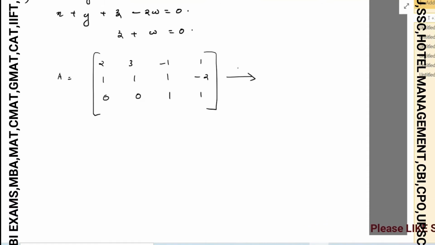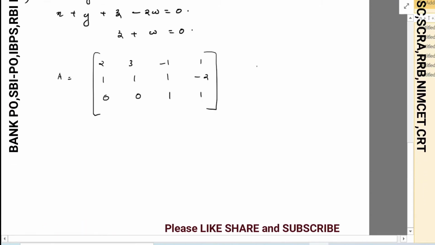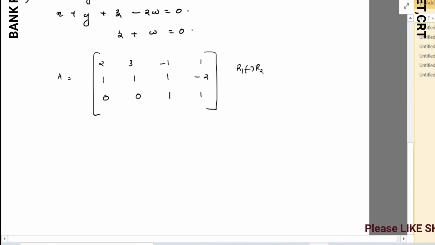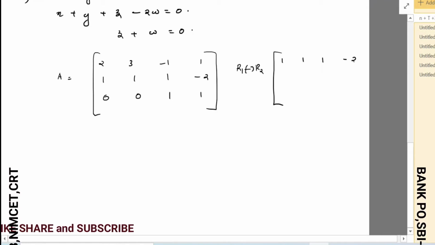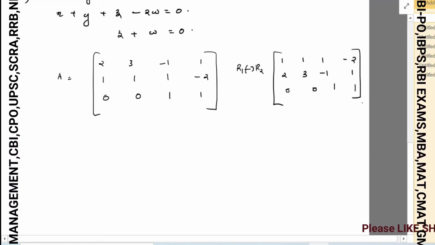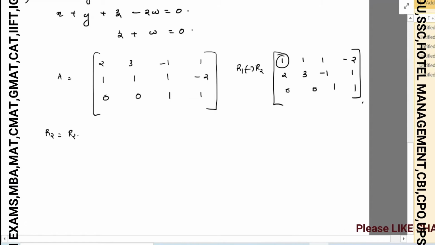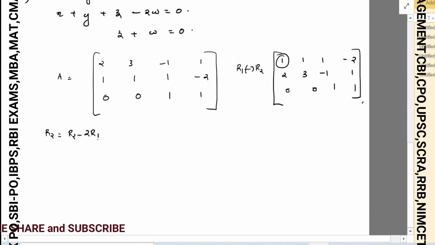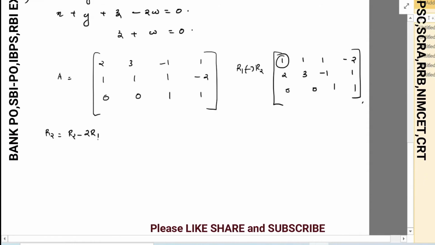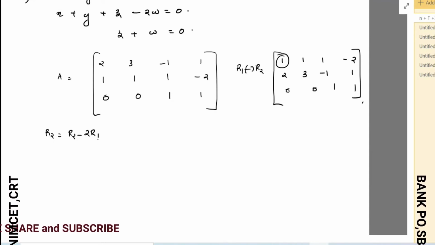So what is the first operation we can apply? By exchanging row 2 and row 1. Yes, we can interchange R1 and R2 because in the second row the first element is 1. So that becomes 1, 1, 1, minus 2, 2, 3, minus 1, 1, 0, 0, 1, 1. So now mark the first leading coefficient and make the below entry as 0. So we can apply R2 equal to R2 minus 2R1. There is no change in the third row because the first element in the third row is already 0.